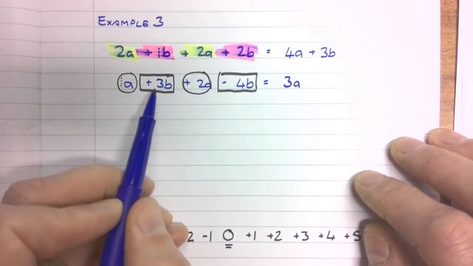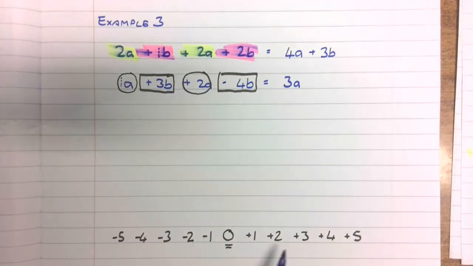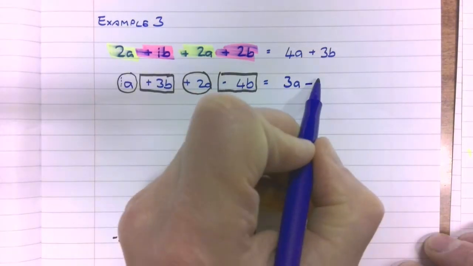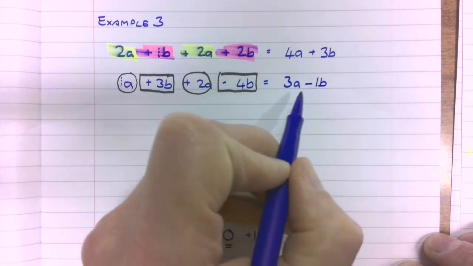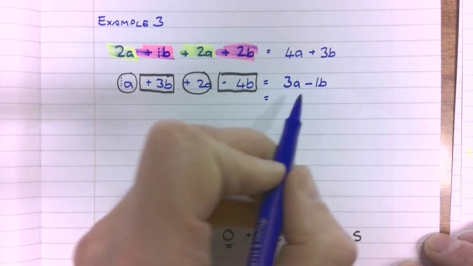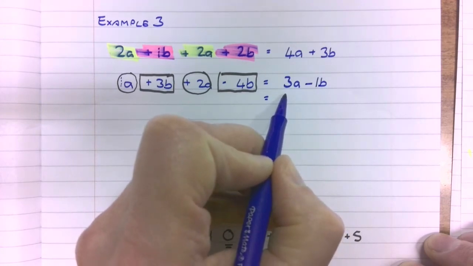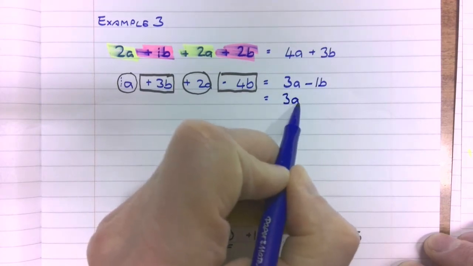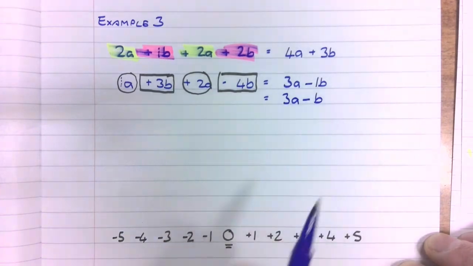And with the B's, let's go back down to my number line. I've got 3 B's, and I'm going to take away 4, okay? 1, 2, 3, so I've got minus 1B, right? Alright, so I can write that, because remember I don't like to write the 1's in front of the numbers, they're a bit funny that way, they go invisible. So it becomes 3A, take away B.